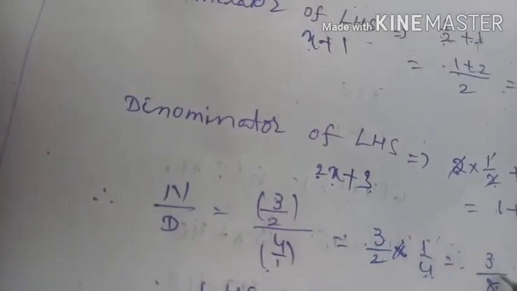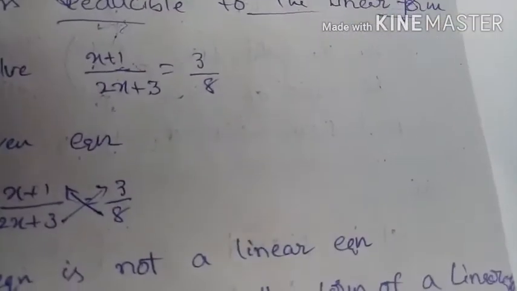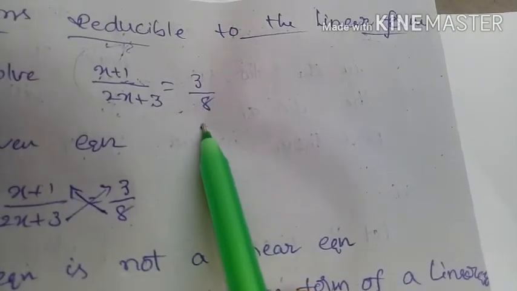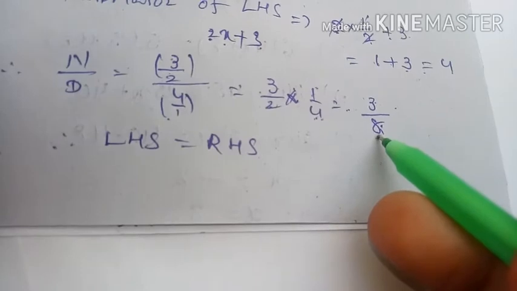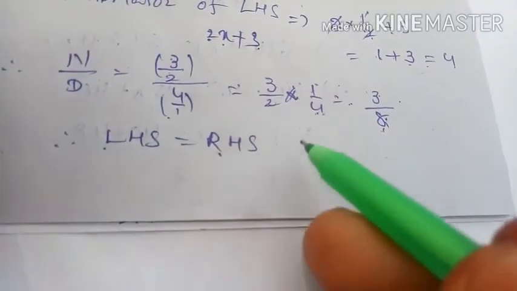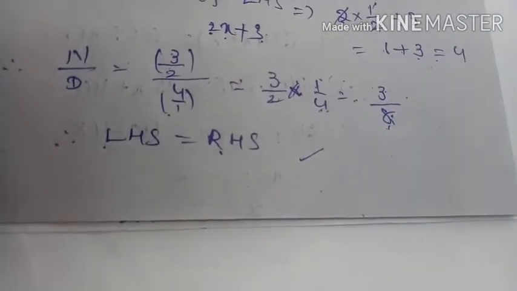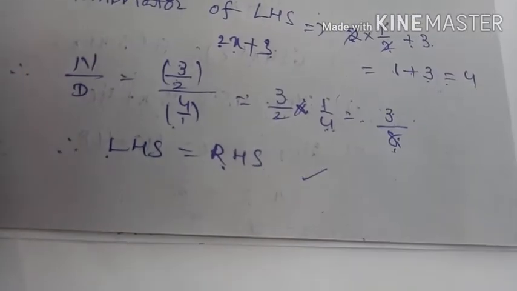What is the RHS? 3 by 8. So here also we got 3 by 8. So therefore LHS is equal to RHS. So our answer is correct. Okay, did you find?